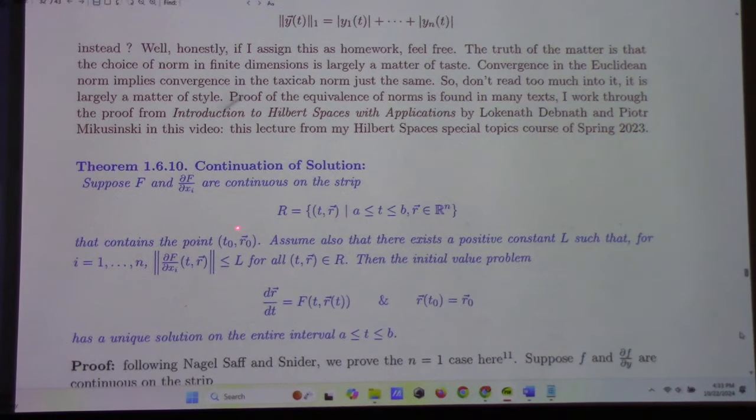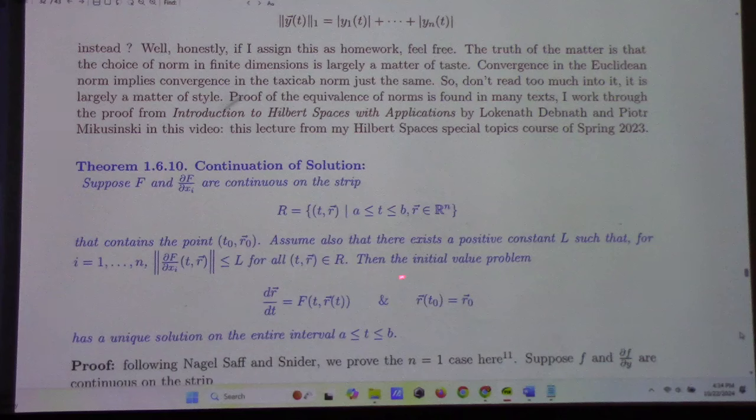So this one here, continuation of solution. Suppose you have the partial derivatives of f with respect to x_i continuous on the strip. A strip is a closed interval Cartesian product with R^n, basically. It's like what it sounds like, it's a strip, containing the point (t_0, r_0). And suppose that there exists a positive constant L that bounds all of the partial derivatives on the strip.